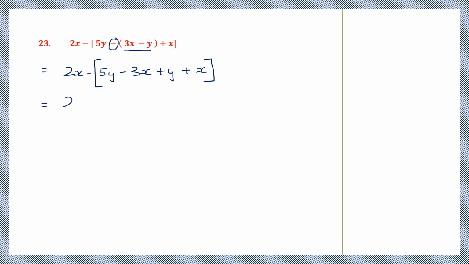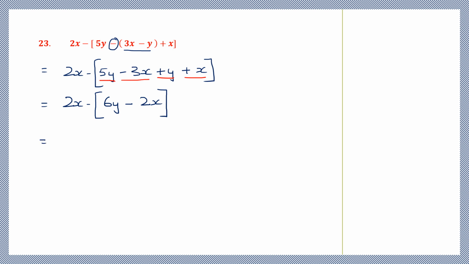Now let's write 2x here minus, we'll put back the square bracket. Let's simplify what is inside. Look out for like terms. So we have 5y plus y. 5 plus 1 is 6. So that is 6y. And here we have minus 3x plus x. So that is minus 2x. And then we close the brackets.